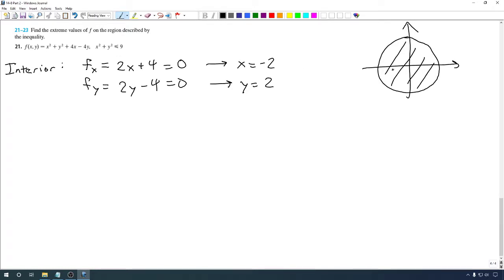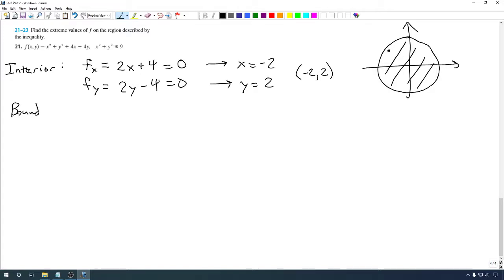It's actually pretty close to our boundary. So (-2, 2), we're getting a point around here-ish. So that's a possible point. We're going to save that point for later. We're not going to use the second derivative test here. We're just going to compare it to the values that we get from Lagrange multipliers.